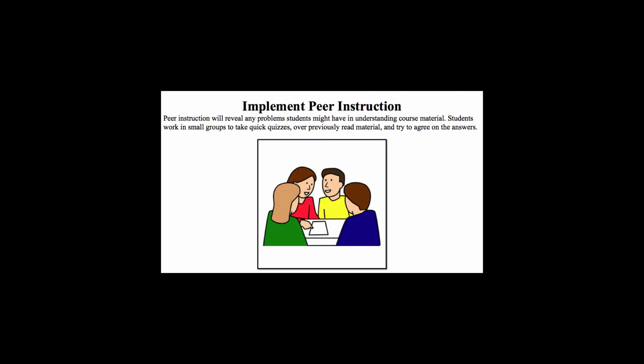Peer instruction is another tool you can implement when designing your courses. This tool allows students to explain their understanding of the material, provides an opportunity for the student to give and receive feedback, and allows students to access and compare their learning with each other.